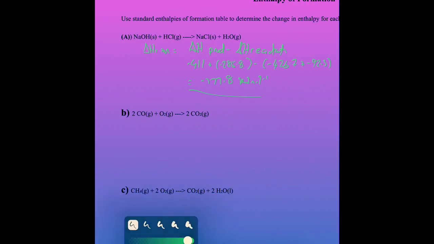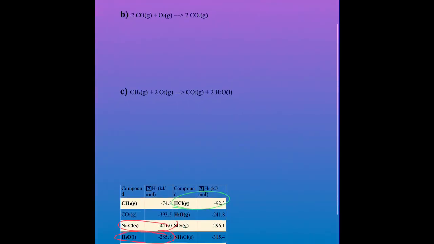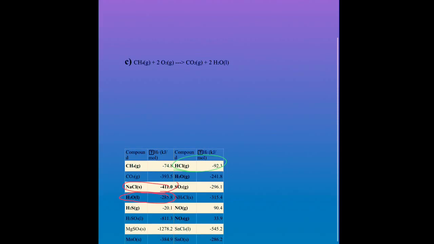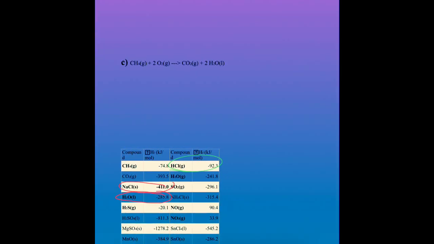So the next question, 2CO plus O2 goes to 2CO2. Can we get them on the screen at the same time? Maybe. Let's have a go. So products minus reactants. So we've got 2 CO2s, that's my products, take away 2 COs, which is added to O2. That's products minus reactants, right? Of course it is. So let's have a look at the table.